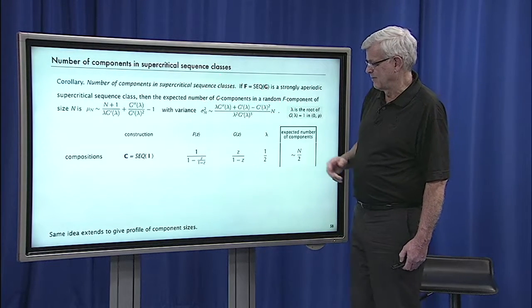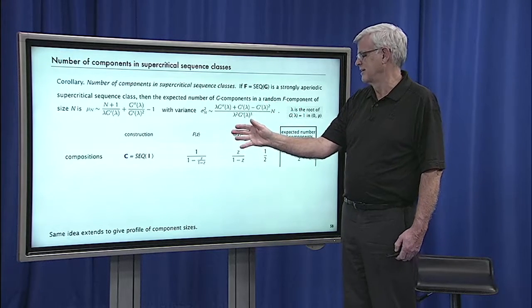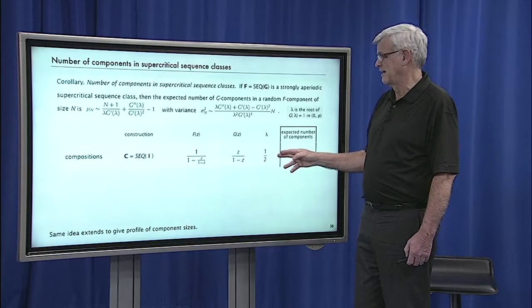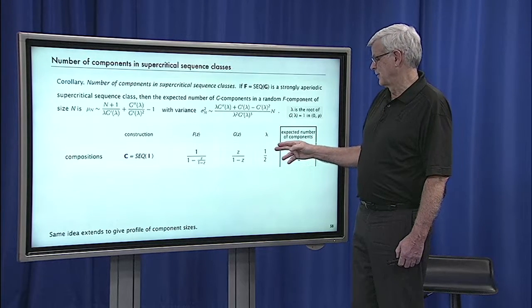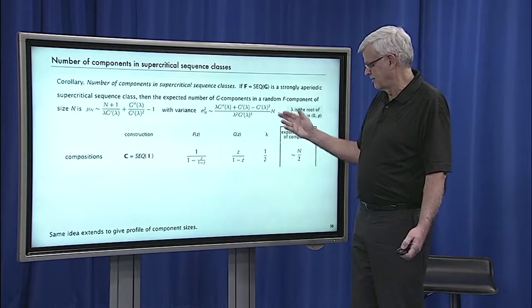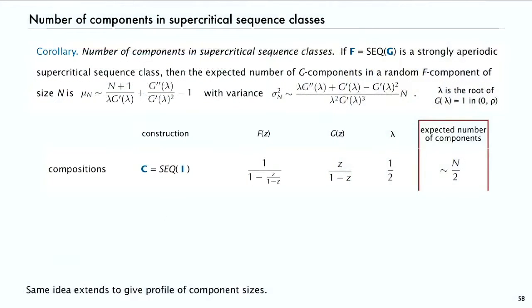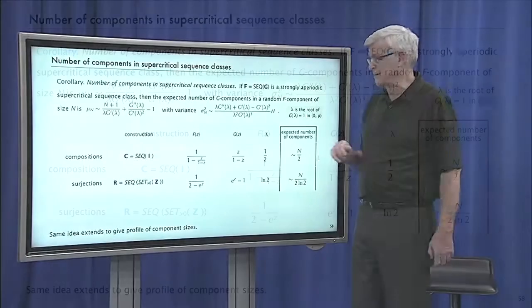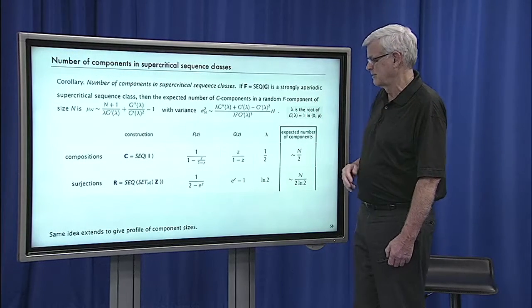And for example, for compositions, my g of z is z over 1 minus z, my lambda is 1/2 as before. Lambda g prime of lambda, that's 1/2, boom. Expected number of components is n over 2. For surjections, our lambda is log 2, lambda g prime of lambda, g prime is e to the z, e to the log 2 is 2, so it's n over 2 log 2. Immediately, we get the number of components.